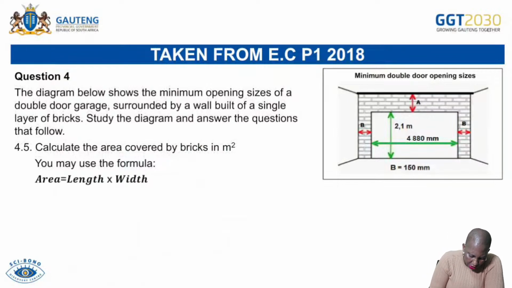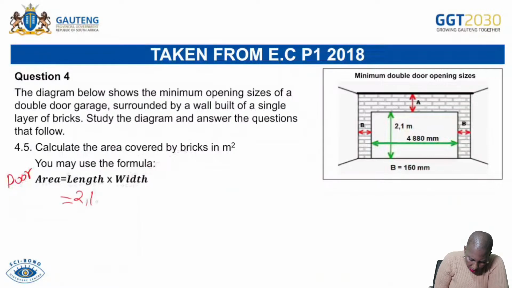Now it says calculate the area. The next question, calculate the area covered by bricks in meter squares. For us to be able to do this, we have to calculate the area of the door and also the area of the entire wall. And remember now the door is not covered the same. So now let's start with the area of the door. Let's say here it is door. Area of the door now, it will be what?